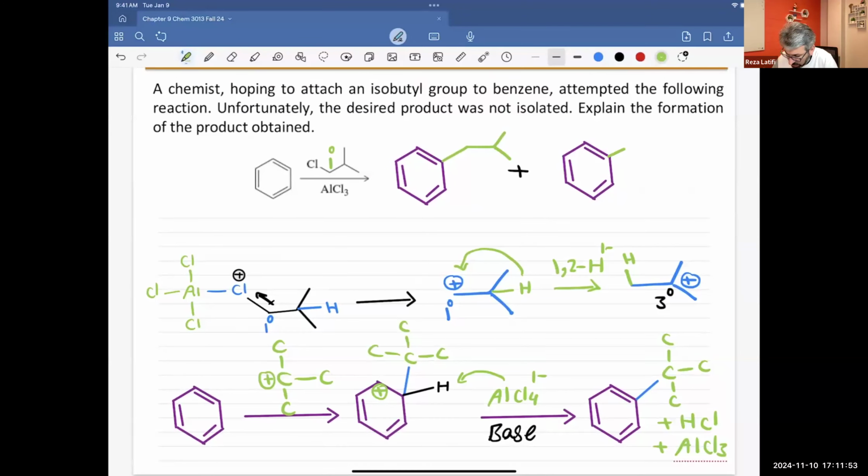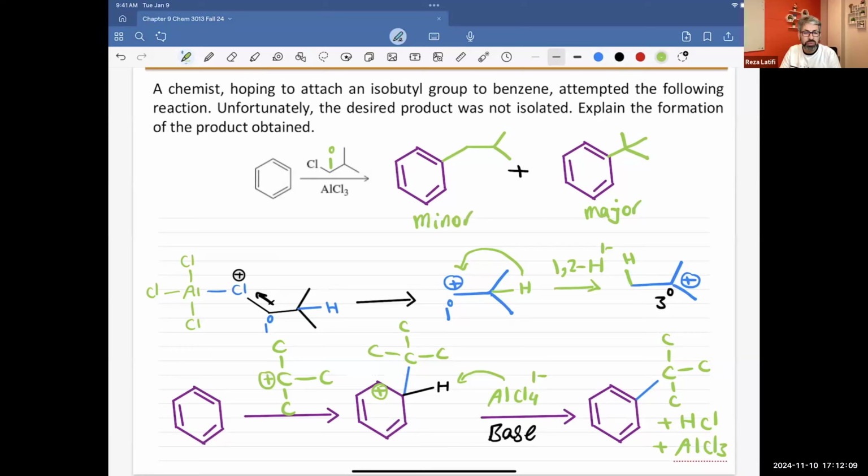The second product, we will have a tertiary butyl group attached to the ring. Okay, which one is going to be the major product? The major product will be this. This is the major product, and this one will be the minor product.